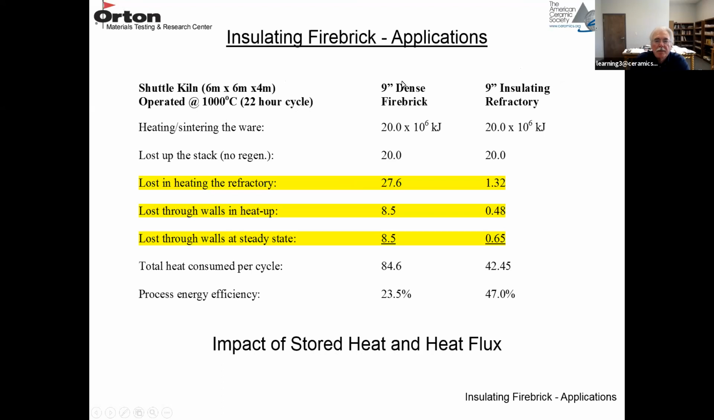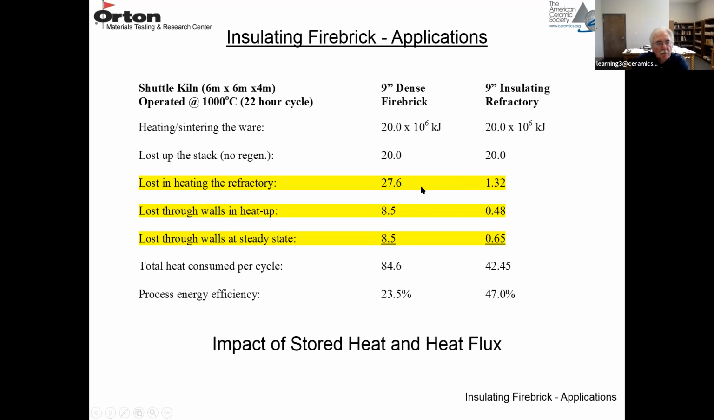You have a 9-inch dense fire brick lining. So that's the wall thickness. It can be made up of 9-inch straights, and 9 inches of insulating refractory can again be made up with 9-inch straights. So heating and sintering the ware, whatever you had loaded in the furnace, just to heat it up, sinter it, and densify it, would be the same in both cases, about 20 times 10 to the 6 kilojoules. The heat loss of the stack will be the same, again about 20 times 10 to the 6 kilojoules for each one.